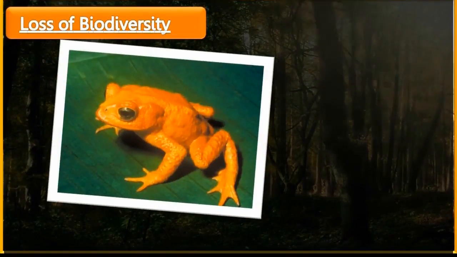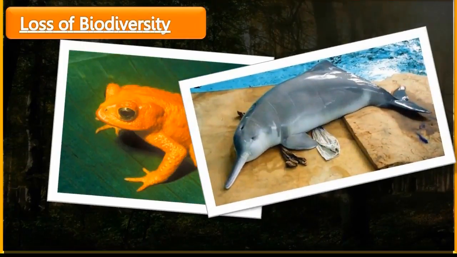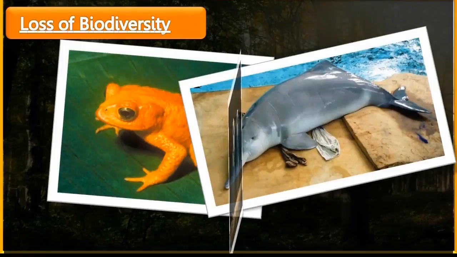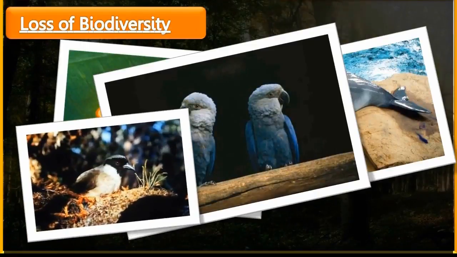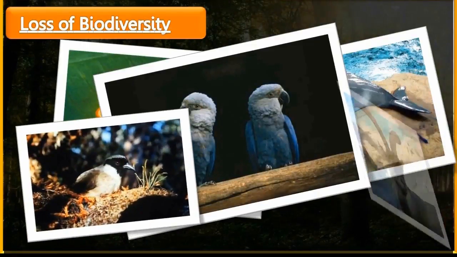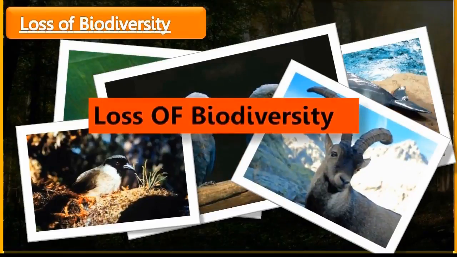Loss of biodiversity. Several species of plants and animals have become extinct in the last 2 centuries, and there are many that face the threat of extinction. As life on Earth relies on the interactions and interdependencies among different plants and animals, biodiversity is essential for our own survival. Loss of biodiversity is therefore one of the leading environmental problems today.